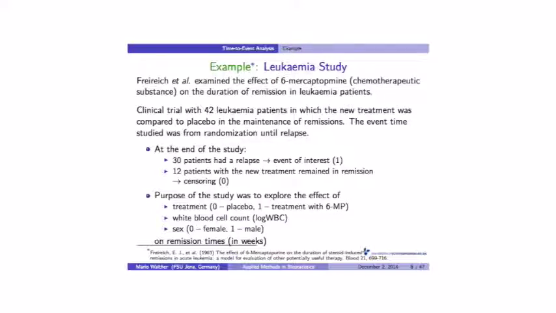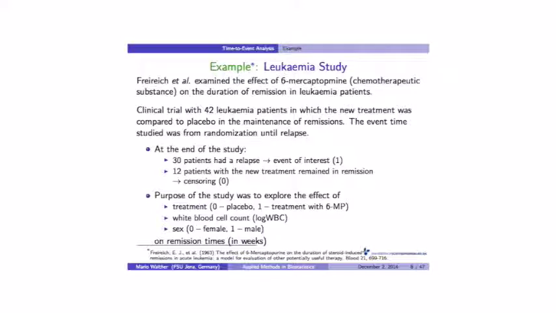This is a clinical trial with 42 leukemia patients, in which the new treatment, a chemotherapeutic substance, to be precise 6-mercaptopurine, was compared to placebo in the maintenance of remissions. The event time studied was from randomization, that is from inclusion into the study, until relapse.